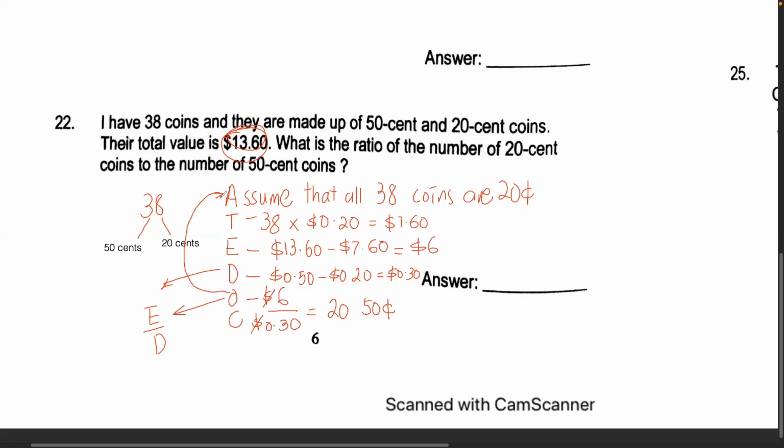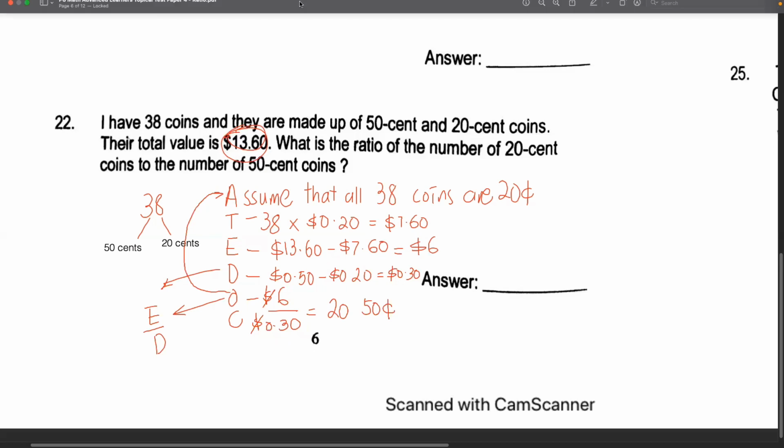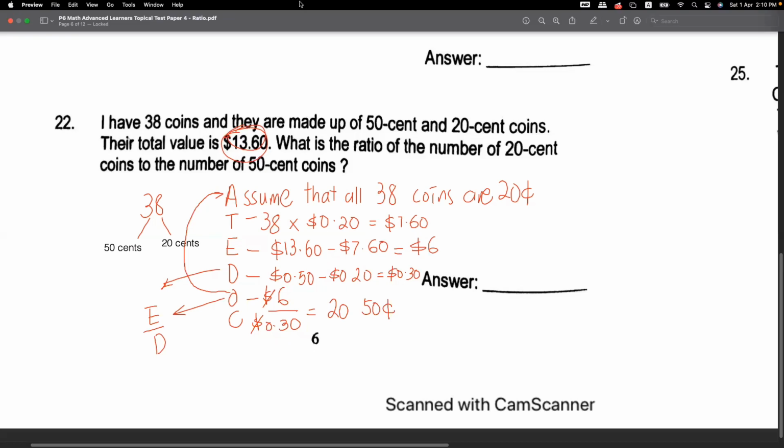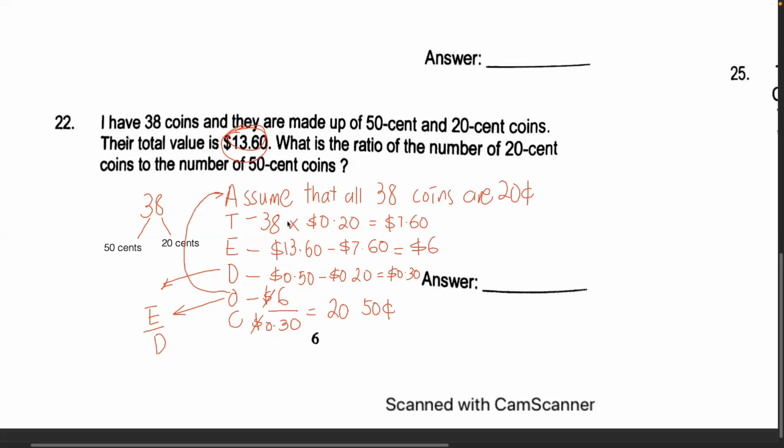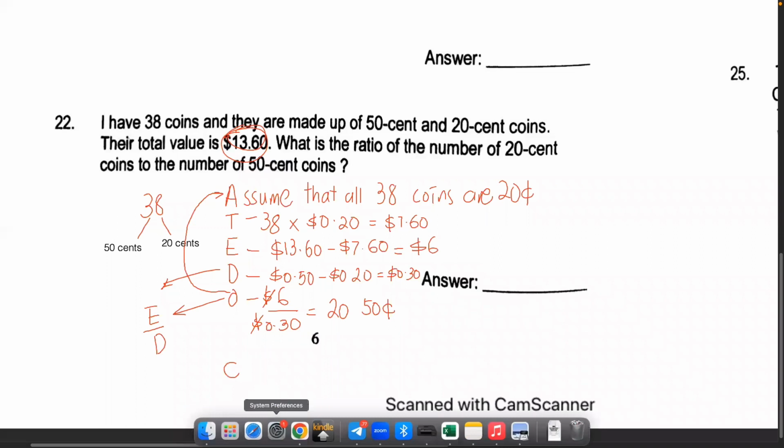Am I making sense here? If I assume that all are 50 cents, then I have to say that my opposite is 20 cents. Am I making sense here? So it's the opposite of what you have assumed. Okay, how do you check? Very simple. I know my check is a little too crowded on that side, so I'm just going to shift it down. Now, how do I check?